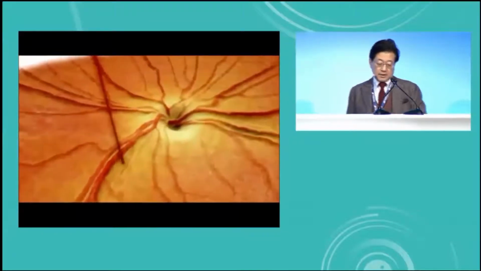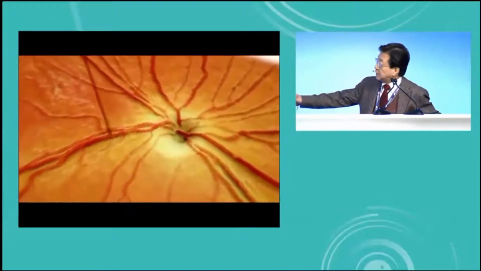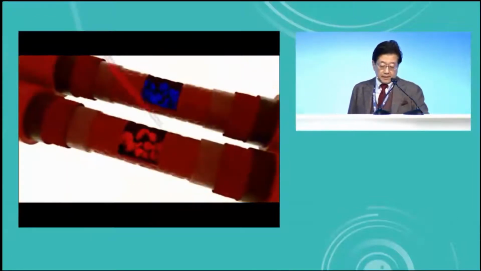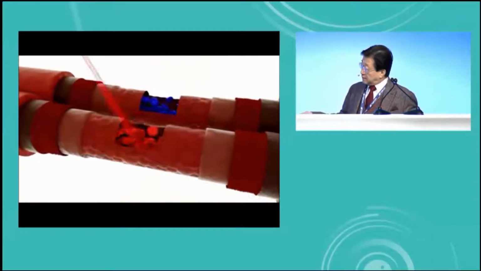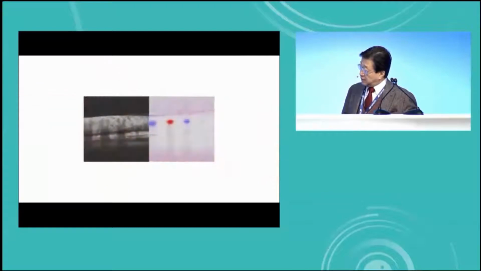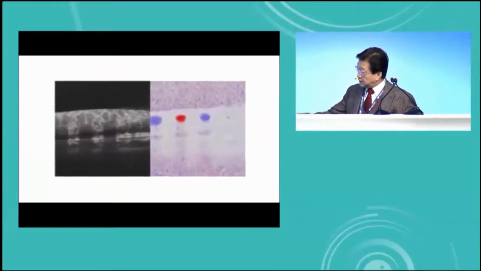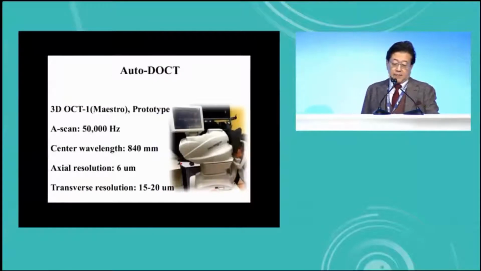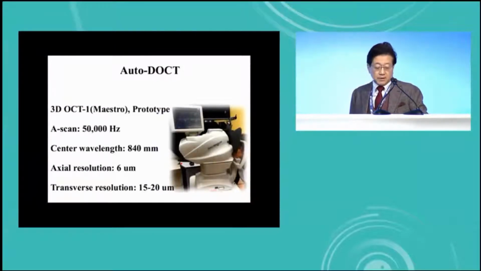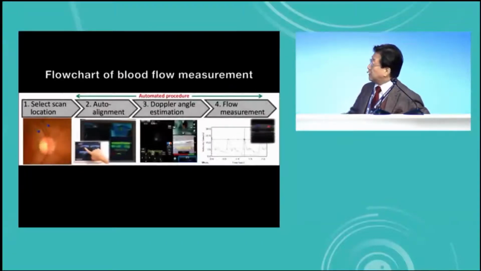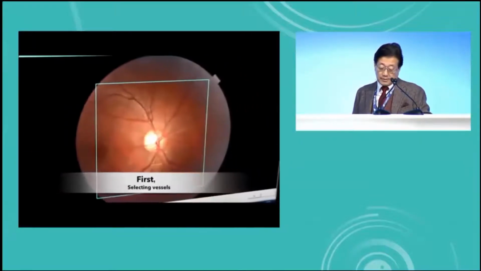We decided to do segmental blood flow instead of circular. And as you know, the direction of the blood flow is different in each vessel. That's why we can get these images. This is the precise description of our auto DOCT. And we have to do 4 things in order to get the absolute blood flow: first, select the scan location; then auto alignment, Doppler angle estimation, and measurement.